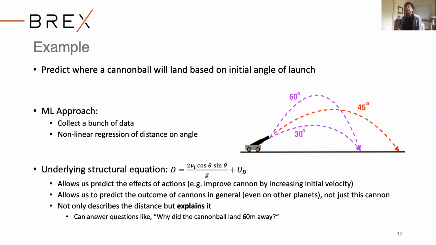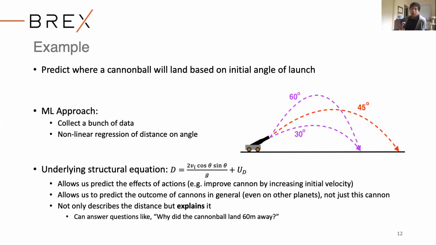But underlying this data is this kind of physical mechanism, which is essentially how we can view structural equations, like the physical mechanism that is underlying how these variables take on the values that they do, right? So this equation here is just derived from Newtonian mechanics, and we have that distance is a function of the direct causes of the distance, right? So it's a function of the velocity at which the cannonball leaves the cannon. It's a function of the angle of initial launch. It's a function of the gravitational constant.